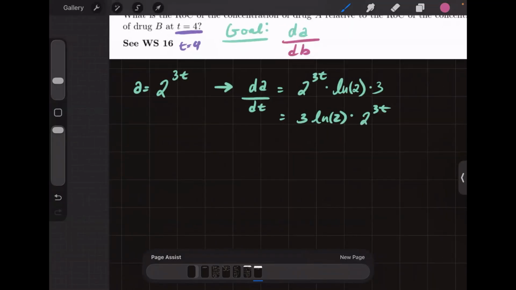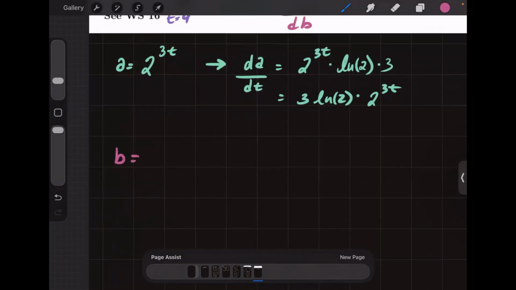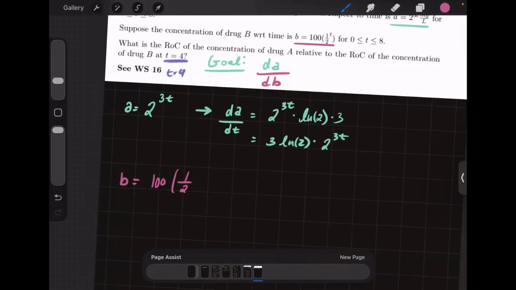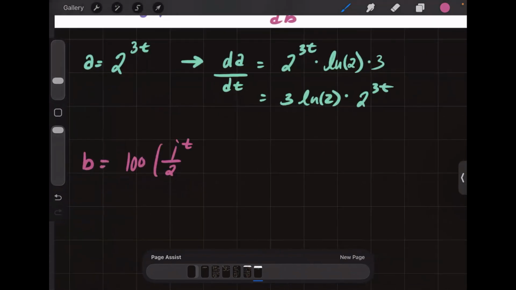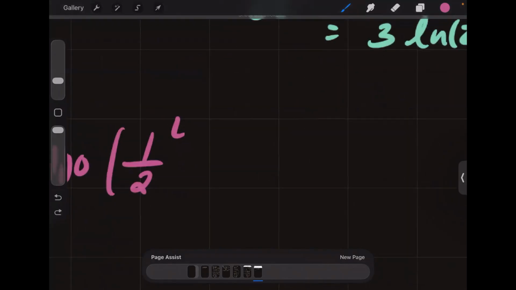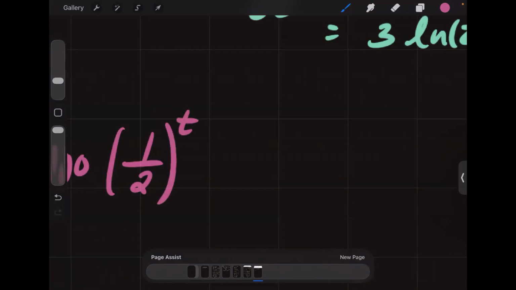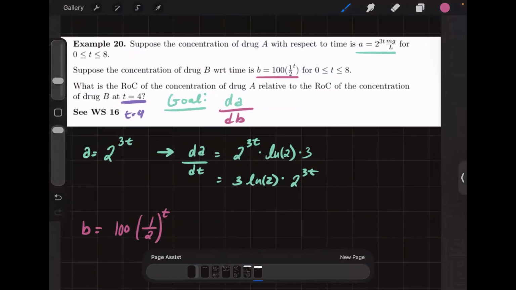You have B, which is equal to 100 times 1/2 to the power of t. That whole thing to the power of t like that. Okay? Yes, you can write it like this too. Just make sure you're not trying to go like that. It's not 1 to the t, it's the whole thing to the t. All right? I think I swapped the order out here.